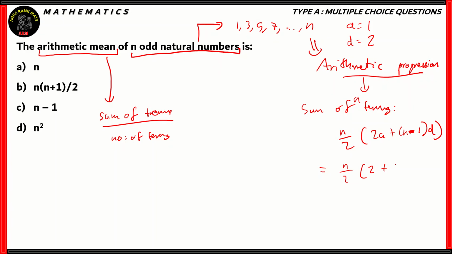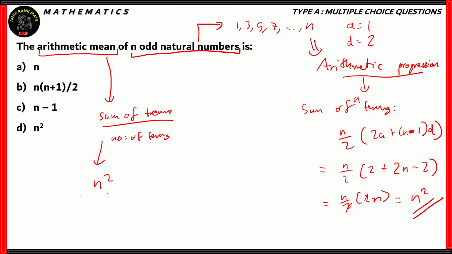D here is 2, so therefore we would get 2n minus 2. So 2 minus 2 is 0. We have n by 2 times 2n as the sum of n terms. So 2 cancels out with 2, n times n gives you n squared. So the sum of n terms of the arithmetic progression of the first n odd natural numbers would be n squared. So now we'll be able to find out the arithmetic mean easily.